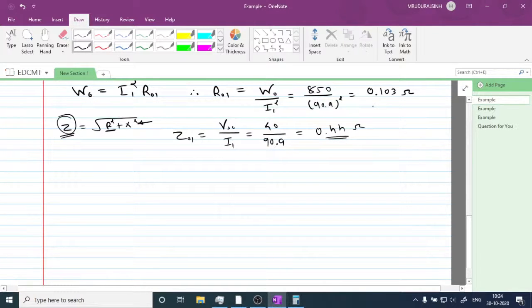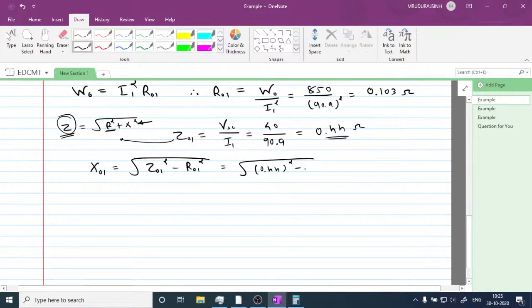Very good, Saurabh. Good work. So now Z is known to us, that is 0.44 ohm. If we place the value of Z over here, we get X01 is equal to under root Z01 square minus R01 square. So Z01 is 0.44 square minus R01 is 0.103 square.